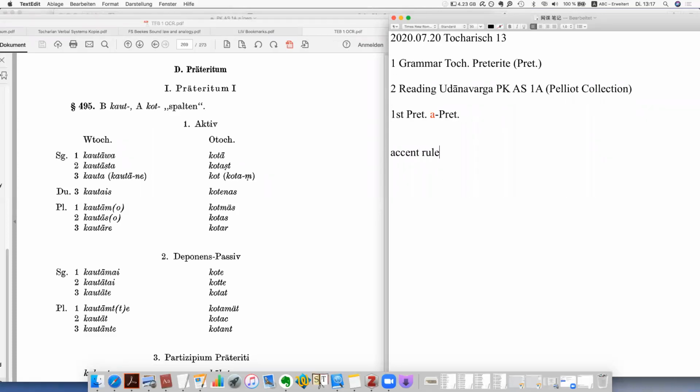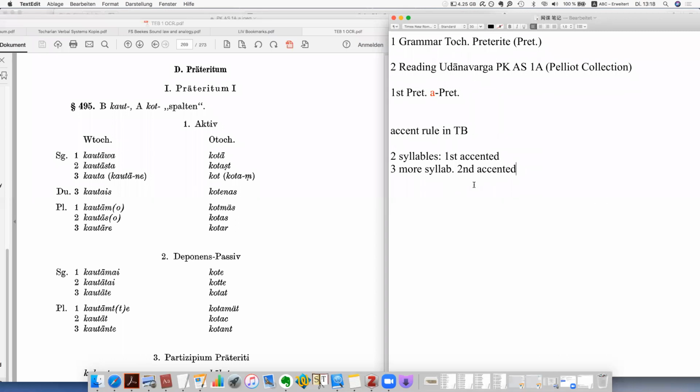The accent rule in TB, in Tocharian B, is that with two syllables, the first syllable is accented, and with three or more syllables, the second. So this is the accent rule in Tocharian B. But Tocharian A is a little bit different.